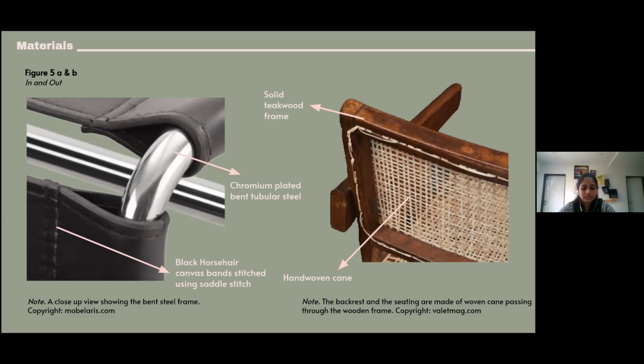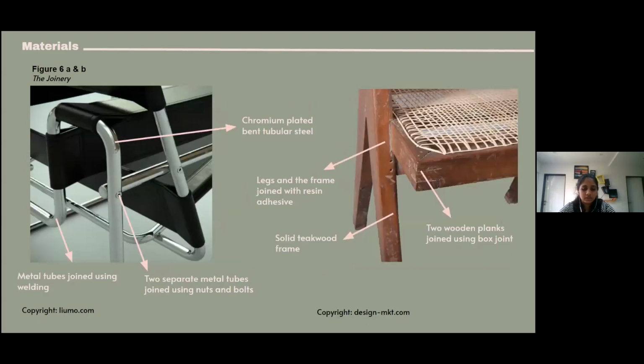The black strips stretched over the Wassily chair are made with woven horsehair and tied up with saddle stitch, while the seat and backrest of the Chandigarh chair are woven by local craftsmen out of cane and assembled using locally available glue. Thus, both the designers took advantage of localized resources and labor for mass production. In the Wassily chair, the curved edges are achieved using welding, whereas at the junctions, nuts and bolts are used. Looking at the Chandigarh chair, the sharp edges are made by connecting the wooden planks using box joint. I'll hand it over to Shraddha now.